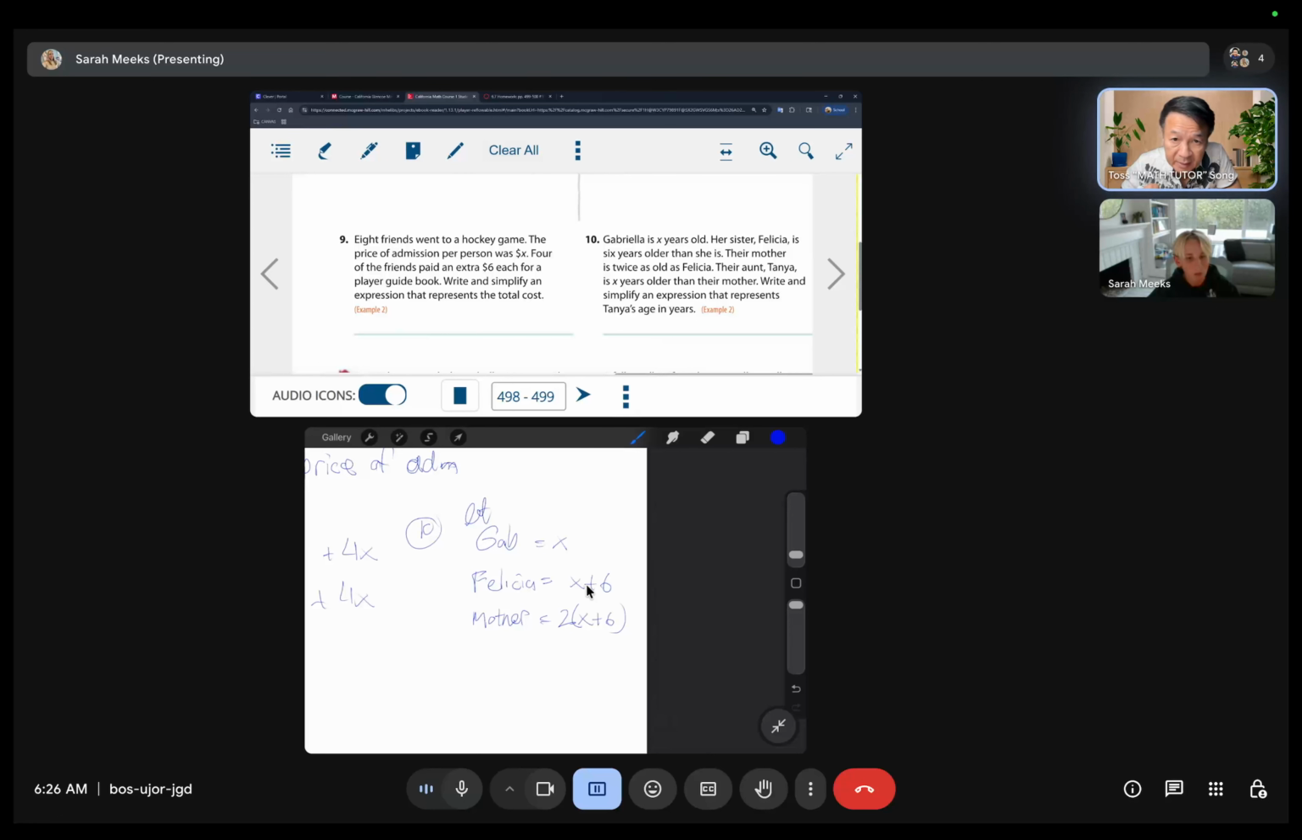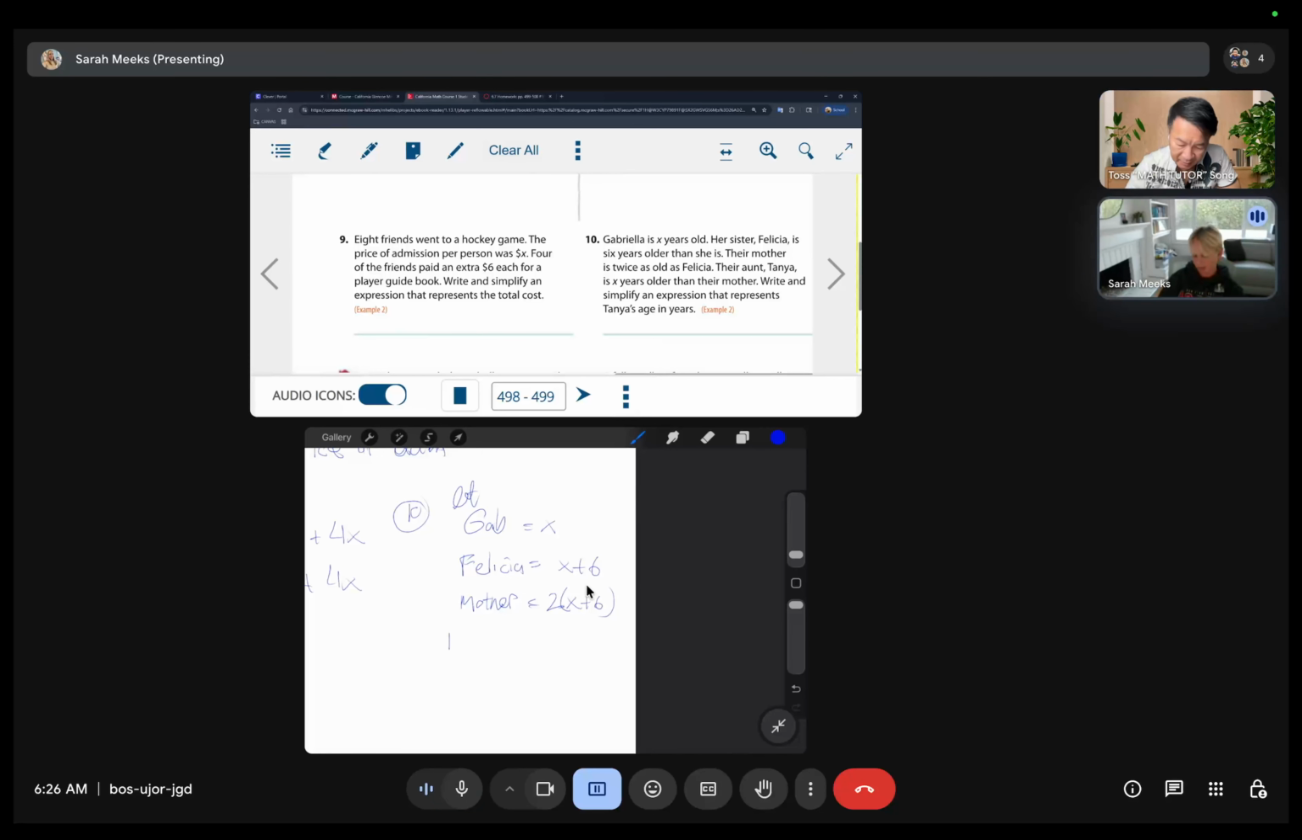Their aunt Tanya is x years older than their mother. What do you think? This is Tanya now. Mother plus x. Yes, mother plus x, all of mother's expression plus x. You got it. But don't put times and plus in the back like that.